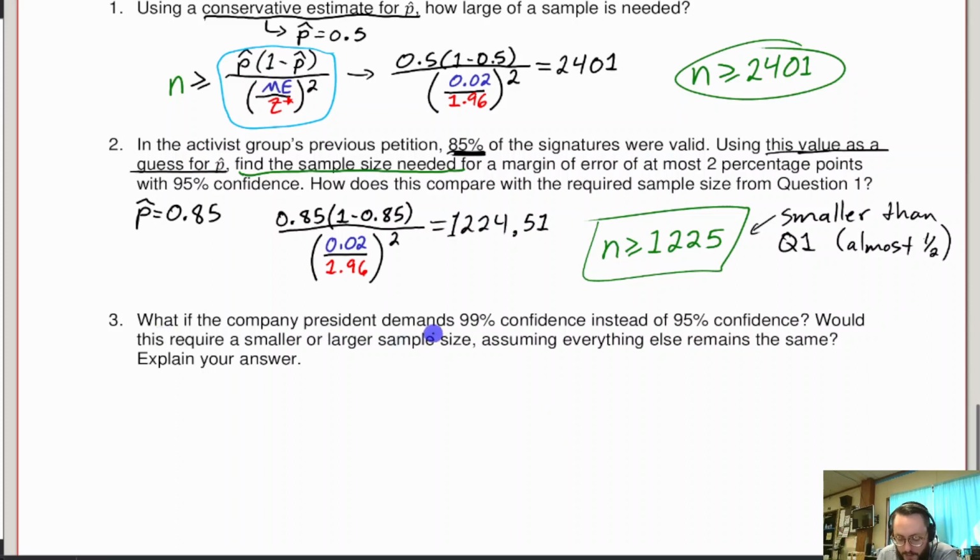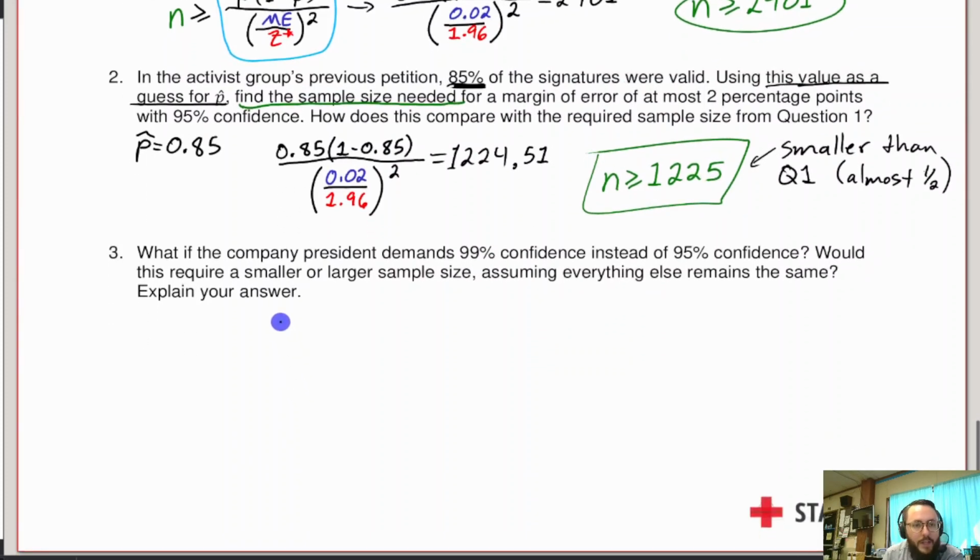What if the company president demands 99% confidence instead of 95% confidence? Would this require a smaller or larger sample size, assuming everything else remains the same? For this one, we could just calculate it. We'll calculate it, you'll see what happens, but then I'll explain how. Assuming everything else remains the same, we'll just use the information from question 2.